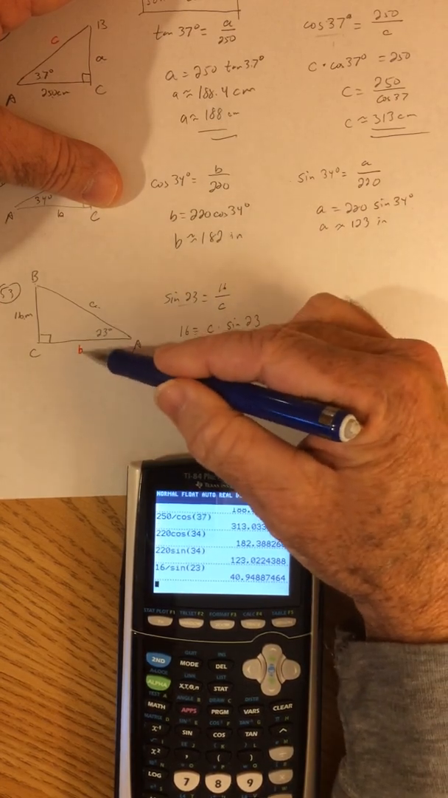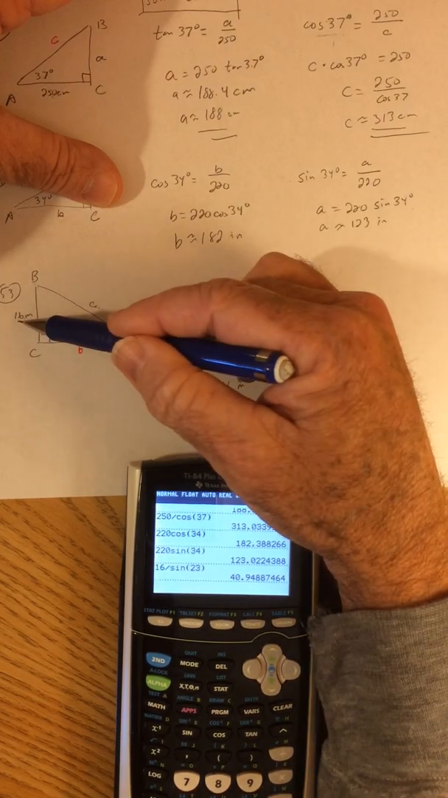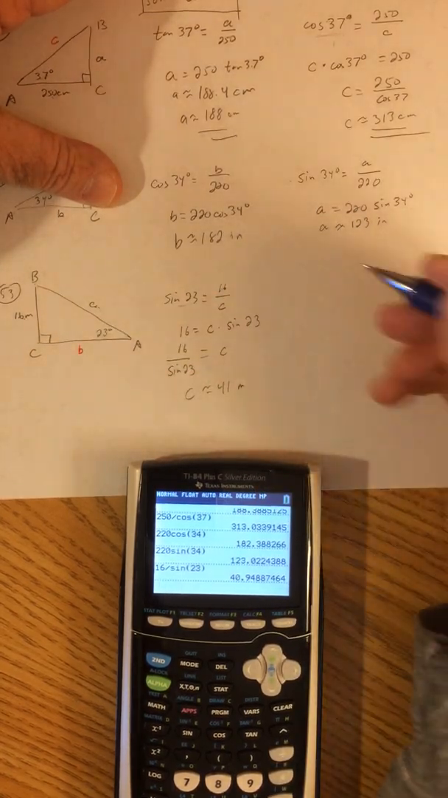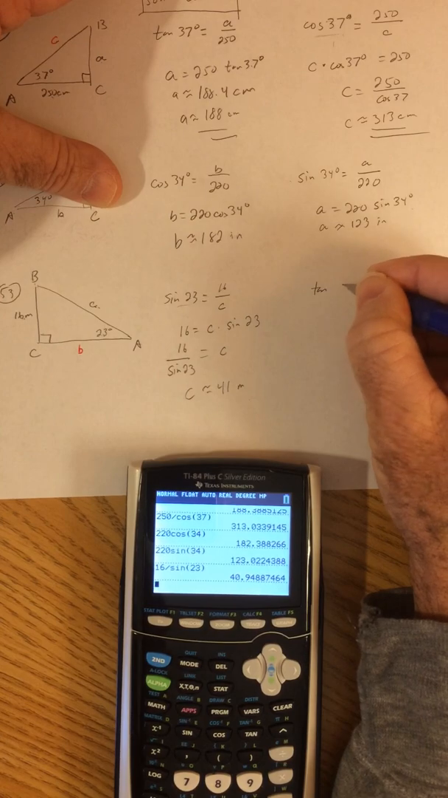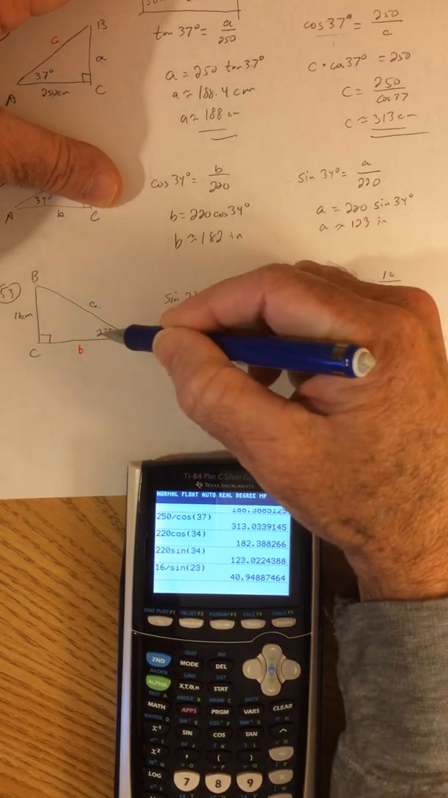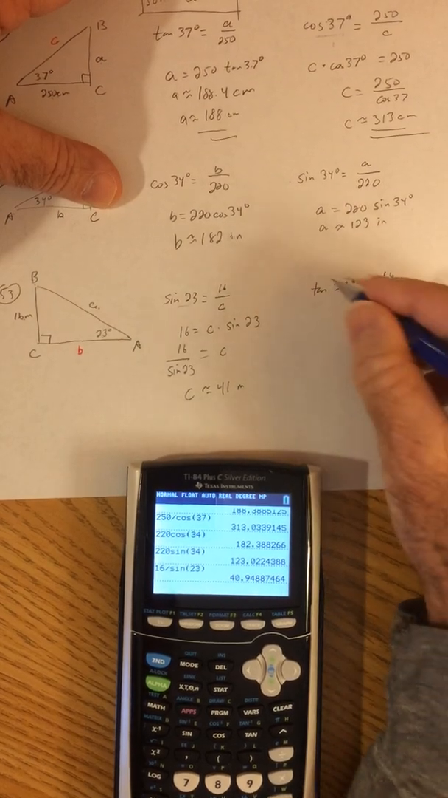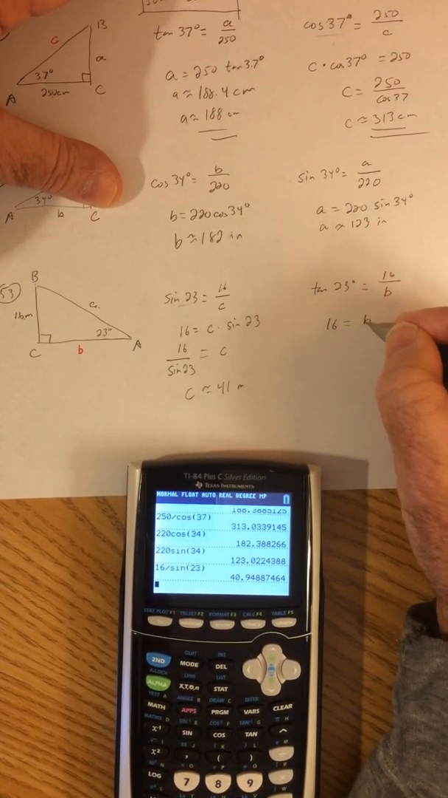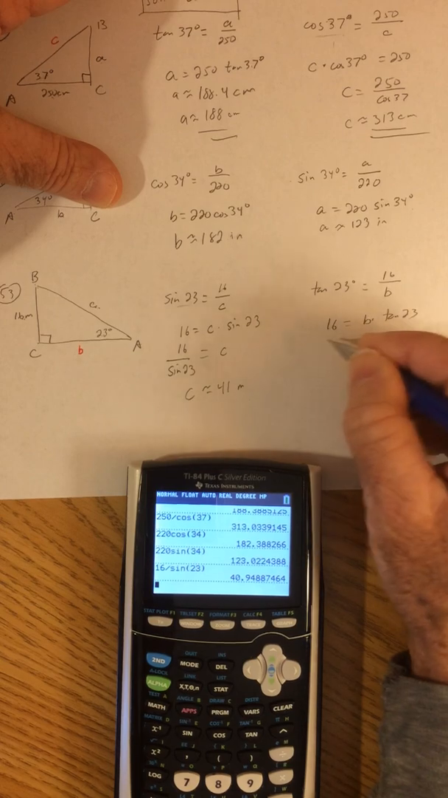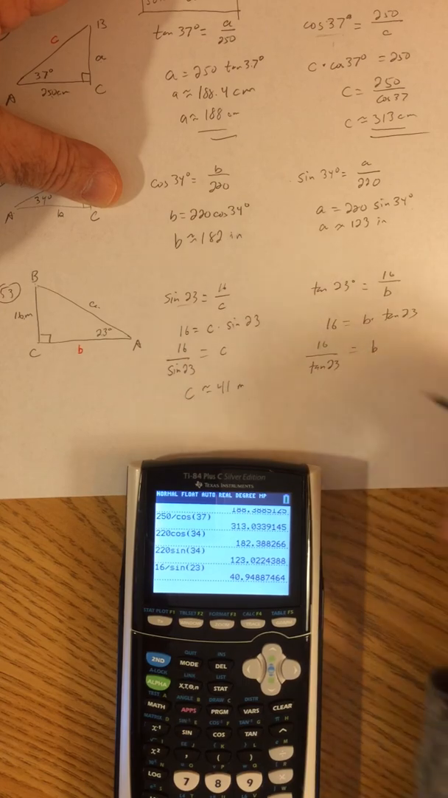Okay, to find B. B is adjacent to the 23. Okay, and we know the opposite side. All right, what trig ratio works with adjacent and opposite? That is tan. Tan 23 is equal to opposite 16 divided by adjacent b. Opposite. So tan is opposite over adjacent. All right, again, we cross multiply. 16 is equal to b times tan 23. Isolating for b, divide both sides by tan 23.